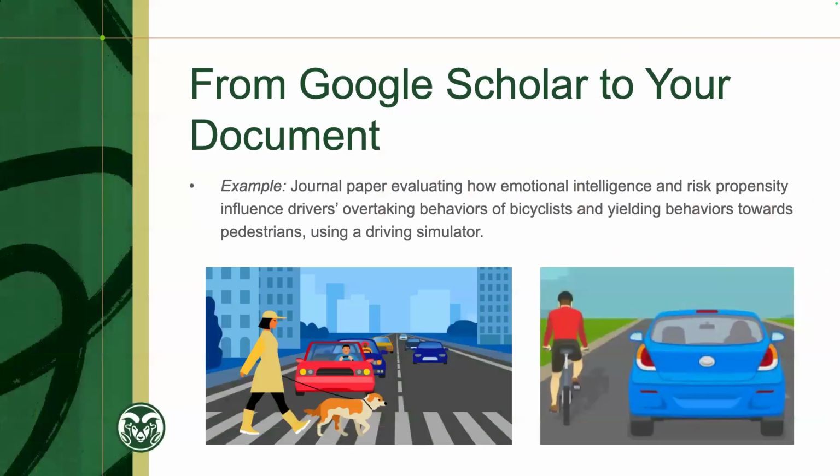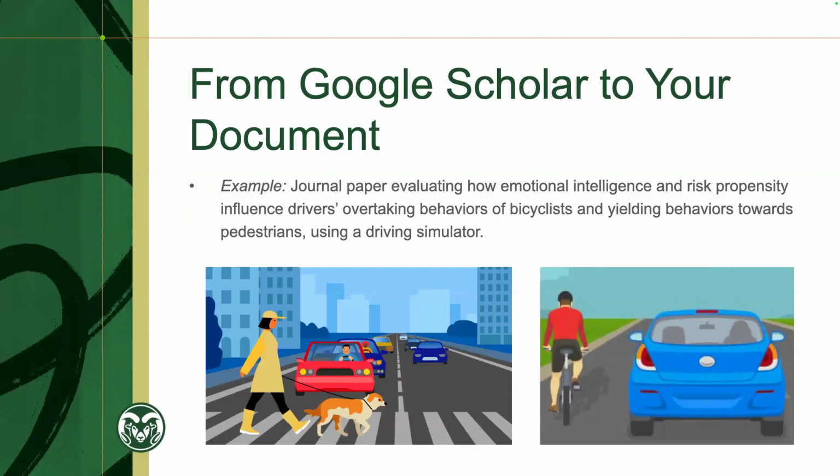So let's talk about going from Google Scholar, or whatever your search engine or book of choice is, to getting that content into the document. And we're going to do it in this example, where I was working with one of my students on a journal paper that evaluated how emotional intelligence and risk propensity influence drivers' overtaking behaviors of bicyclists and yielding behaviors towards pedestrians. And she did this using a driving simulator study.